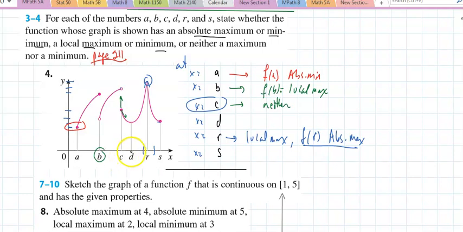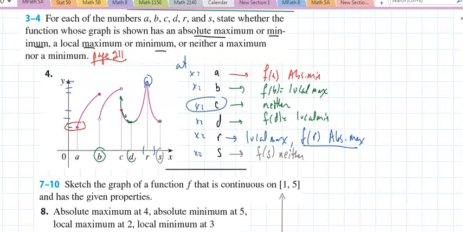How about D? If I go to D, do you see at this point you'll be moving up no matter which way you go? That means f of D happens to be a local minimum. We did R already. And how about S? At this point, I can't call it a local, so it's neither. Endpoints are either absolute or neither. They can't be anything else.